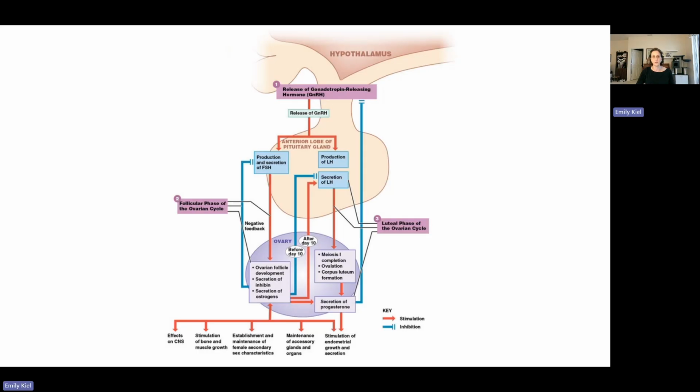So two really fascinating, hopefully clinical correlations that will make it make sense. One is the false pregnancy of the dog.